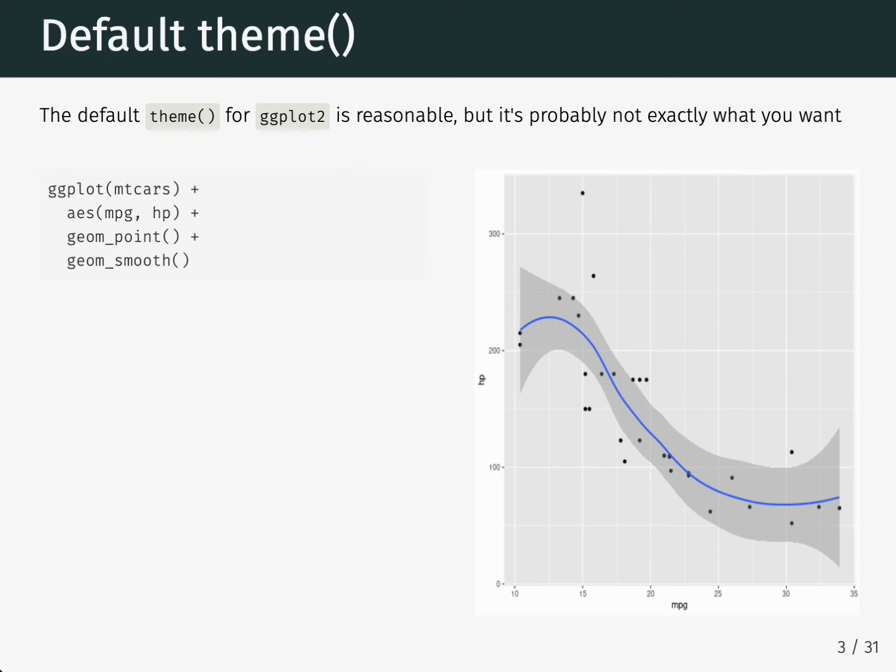In this example, I'm plotting the mtcars dataset, plotting the mpg variable on the x-axis, the hp variable on the y-axis, and using a point geom and a smooth geom. The theme that's used here has a grey background, plain text, nothing too crazy, fairly simple, fairly reasonable.